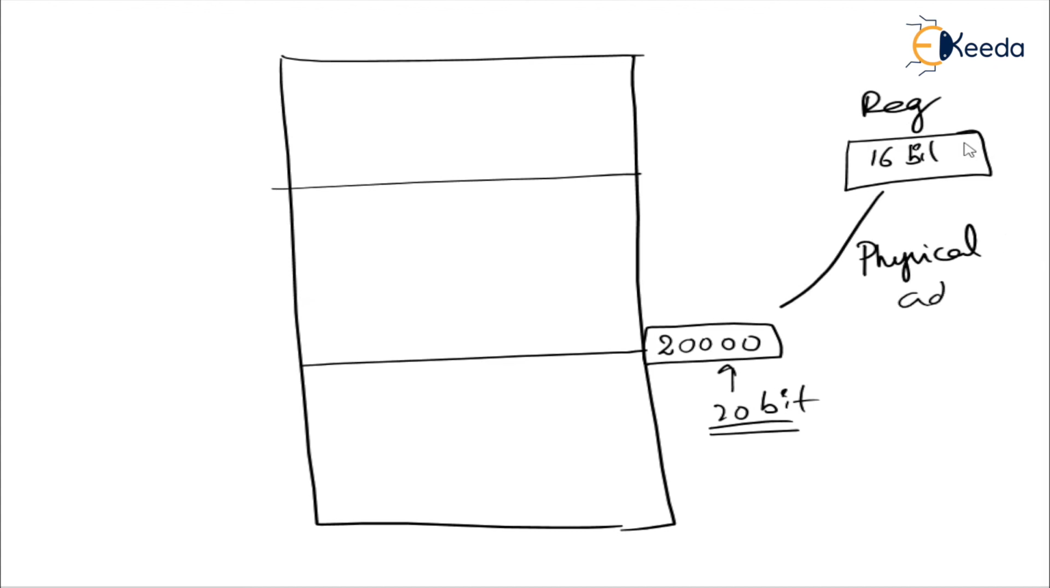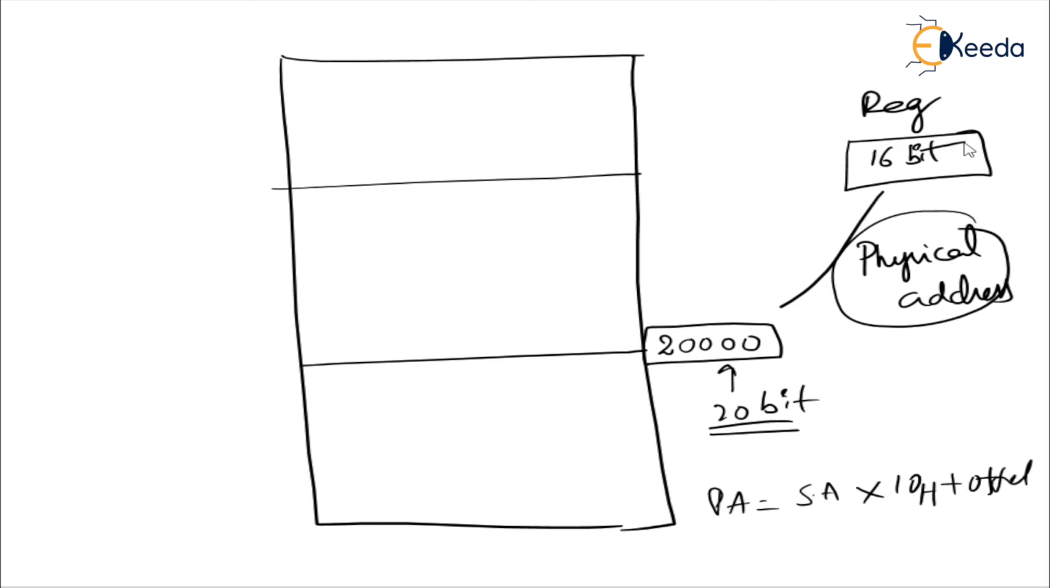Remember, I already told this. All registers are 16 bit, but the address size is 20 bit. How can we access 20 bit by using 16 bit? By calculating the physical address. What is the formula for the physical address? Physical address equals segment address into 10H plus offset address. Remember, this is very, very important.